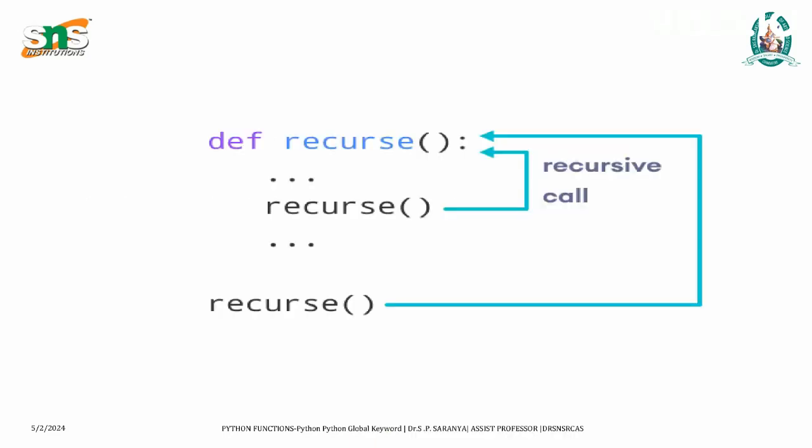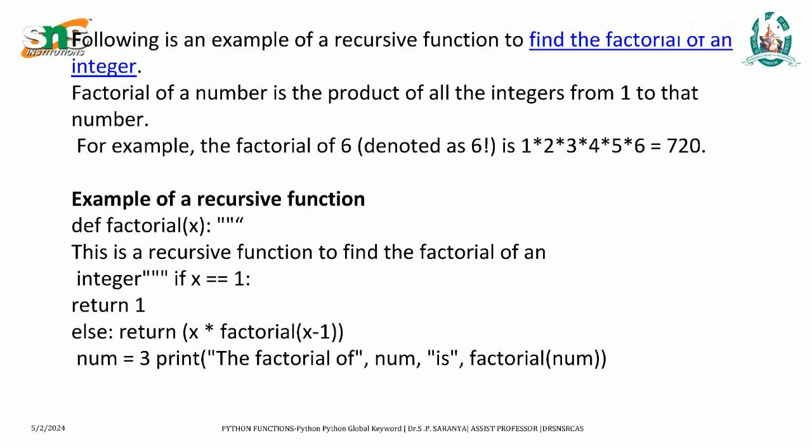As usual, def is the keyword of Python function declaration and recurse is the function name. Within the recurse function, we call recurse. The function calls itself. It is called a recursive function.